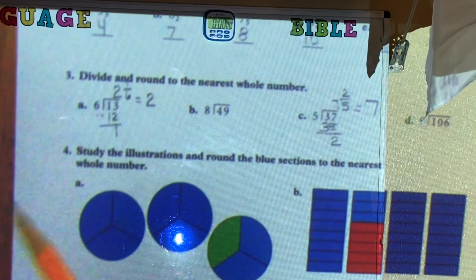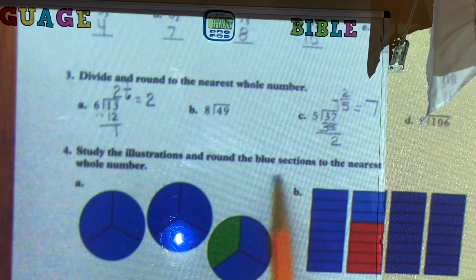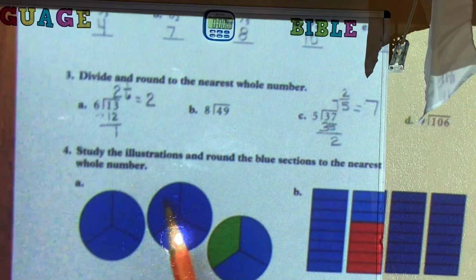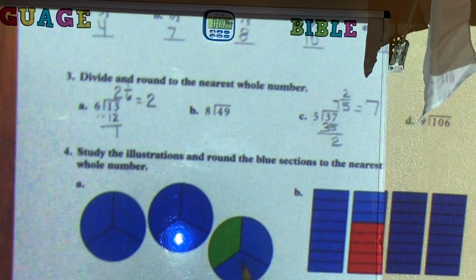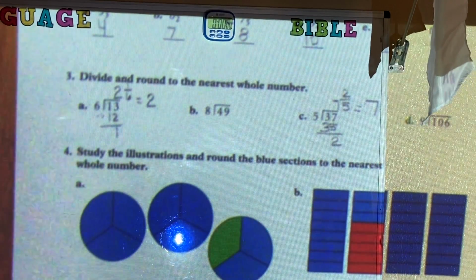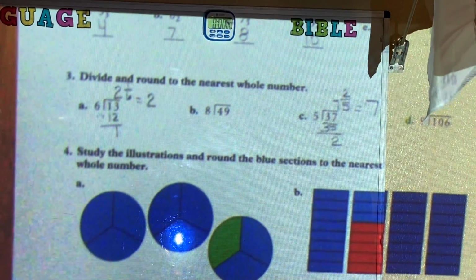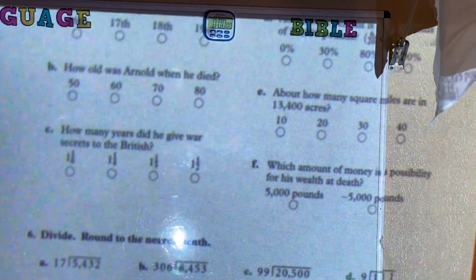Number 4 says study the illustrations and round the blue sections to the nearest whole number. So if we look, we have 3, 3, and 2. So if we look at that, that would become a 3. Okay? You're going to finish up this review.